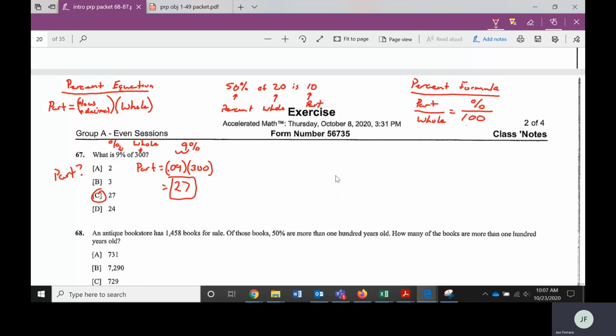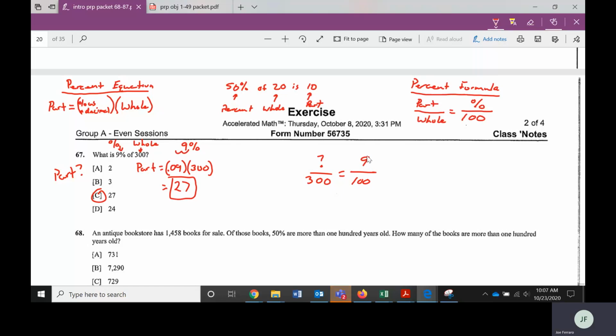So if we take this problem, the way you can set this up is you always start like this. Then you take what you know and fill it in. So like we said, the percent is 9. So that goes here. You don't change it to a decimal. It just goes in as 9. Then 300 was after the word of. That's the whole. That is on the bottom. And then this is what we don't know, the part. That's what we're looking for.